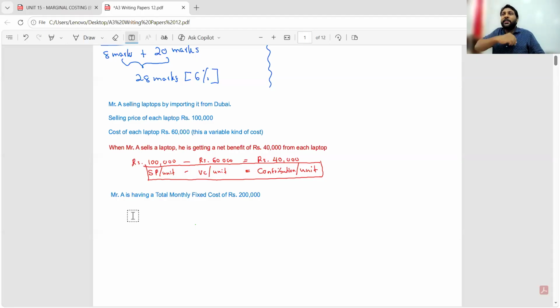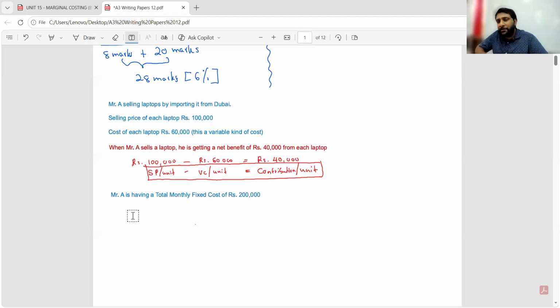That 40,000 that he is getting, he can't take it home. First, what should he do? Cover the rent, cover the staff salaries. So to cover these rents and these staff salaries, 40,000, 40,000, 40,000, 40,000. How many laptops should he sell? 5 laptops. He should sell 5 laptops.